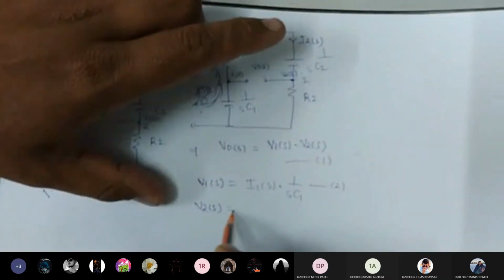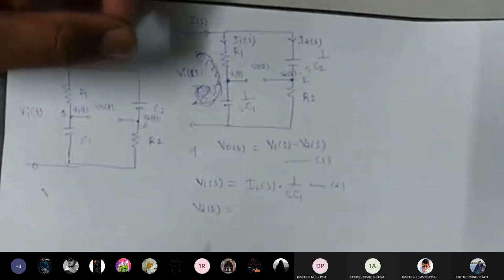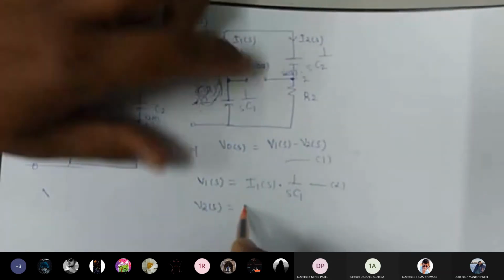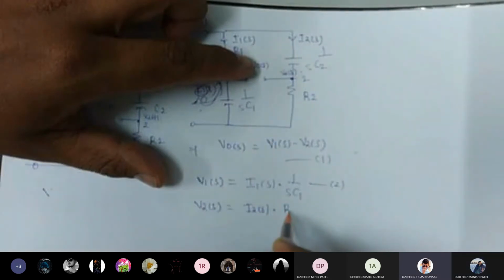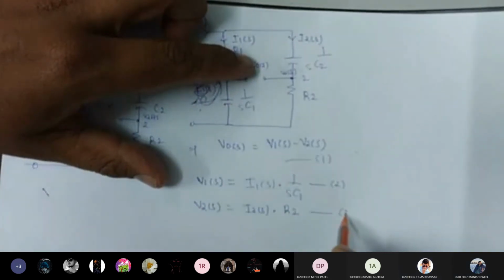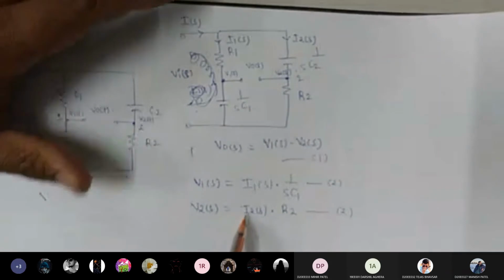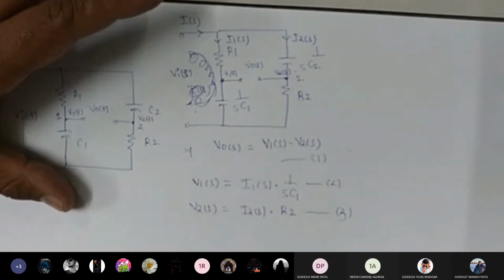Similarly for this, what will be the value of V2S? V2S is equal to what? So what will it be? V2S is equal to current into impedance. What is the current flowing over here? I2 into R2, that is, I2S into R2 only. Is it okay? Right? Yes, sir. This is equation number 3.